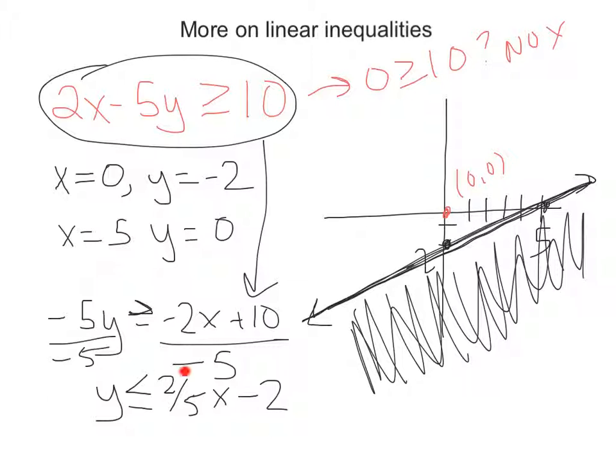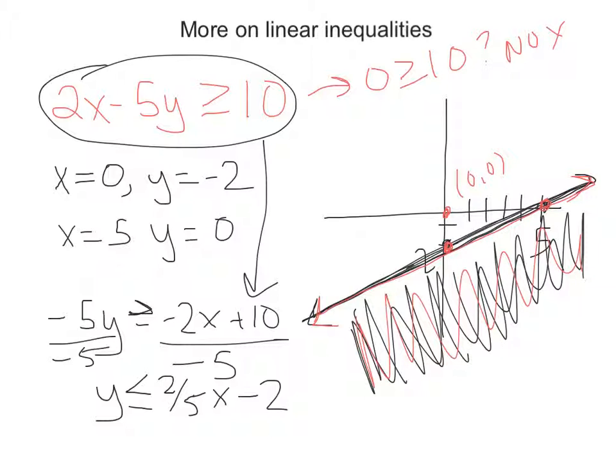Now, here's my inequality that I know how to graph, with y-intercept -2 and a slope of 2/5, same line. And then it's less than, so we shade below, same thing.